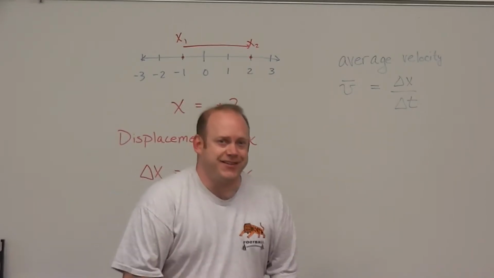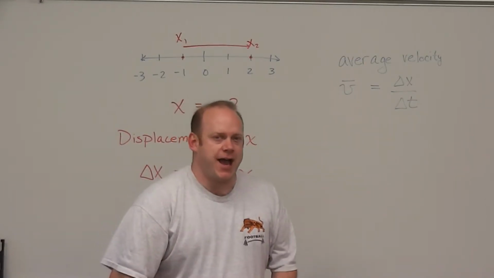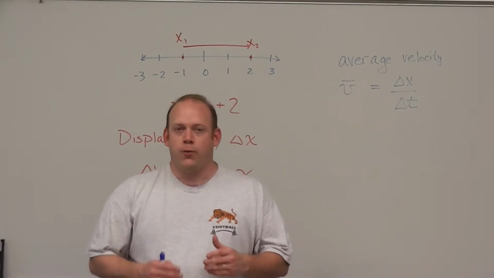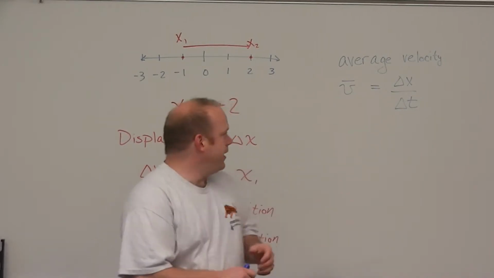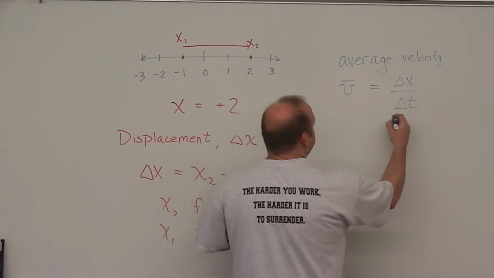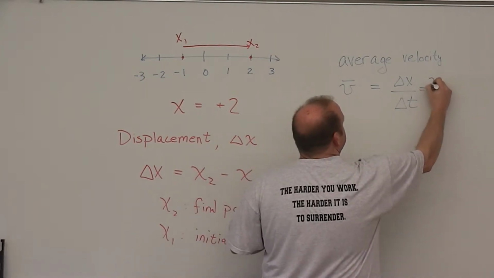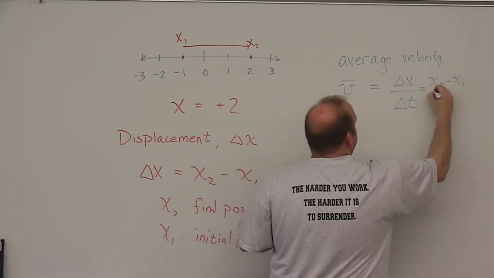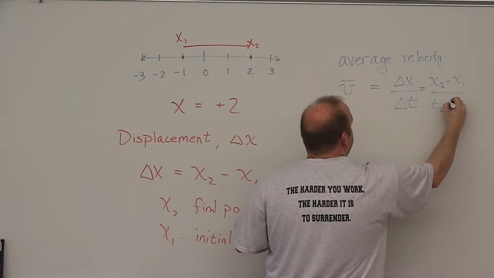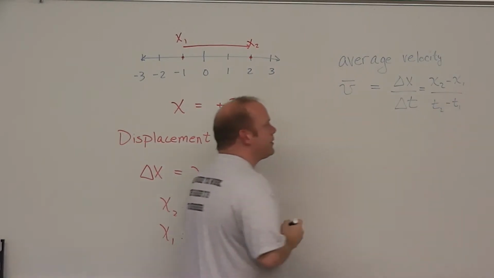Okay? This is not the speed. It's not the average speed. Okay? What we're concerned about here is, if I break this down, this would equal x2 minus x1 over t2 minus t1. Okay?